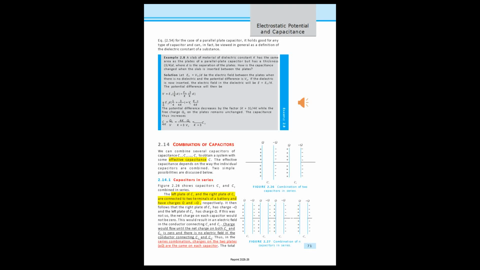It then follows that the right plate of C1 has charge minus Q and the left plate of C2 has charge Q. If this was not so, the net charge on each capacitor would not be zero. This would result in an electric field in the conductor connecting C1 and C2. Charge would flow until the net charge on both C1 and C2 is zero and there is no electric field in the conductor connecting C1 and C2. Thus, in the series combination, charges on the two plates, plus or minus Q, are the same on each capacitor.